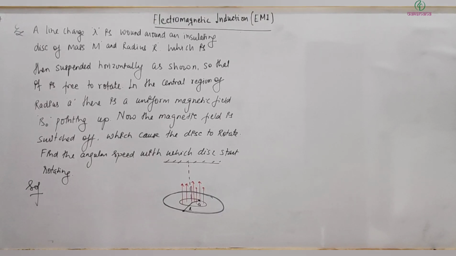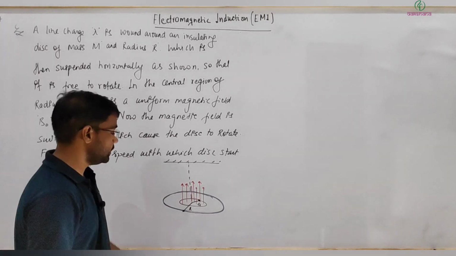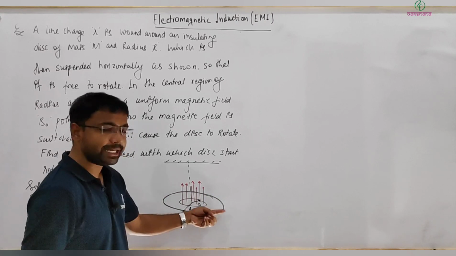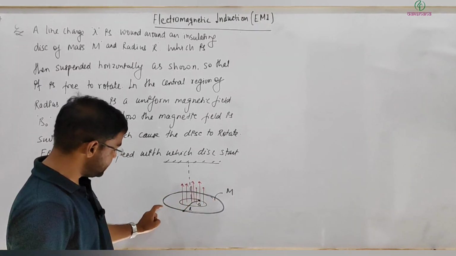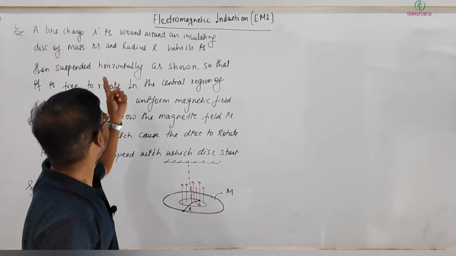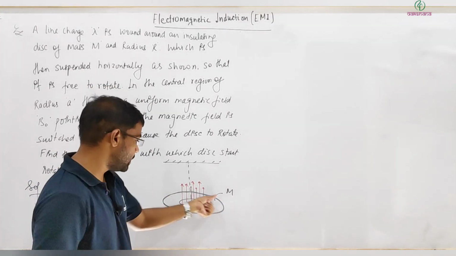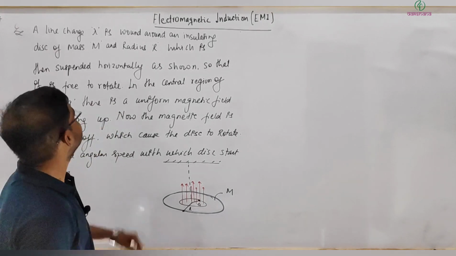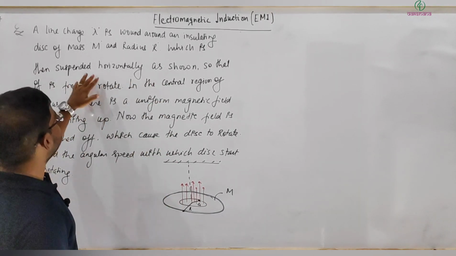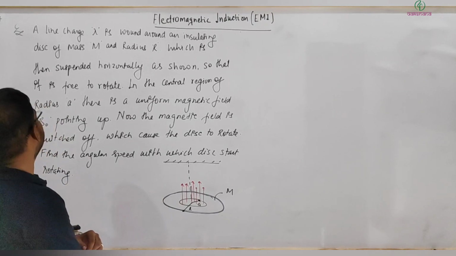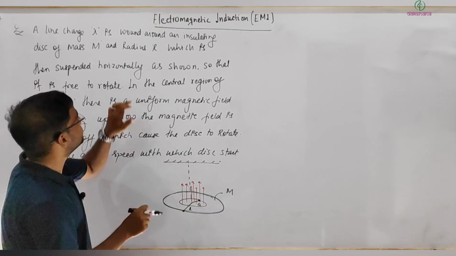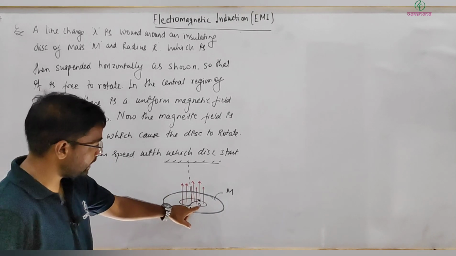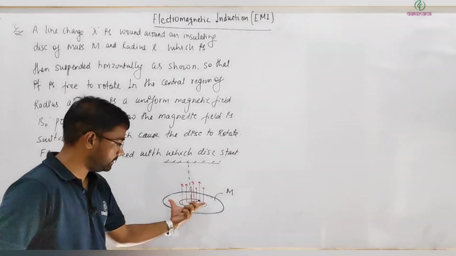Okay, see the next problem. A line charge lambda is wound around an insulating disc of mass capital M and radius capital R. So this is an insulating disc of mass capital M and radius capital R. Around the edge of this disc, this blue color is a line charge of charge density lambda, wound around it. It is suspended horizontally as shown in the figure, so that it is free to rotate. The disc is free to rotate, and in the central region of radius small a, this is the central region only of this complete disc.